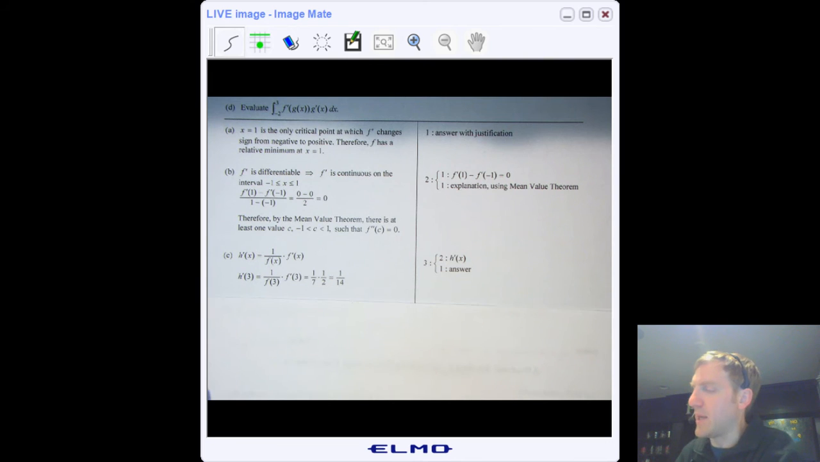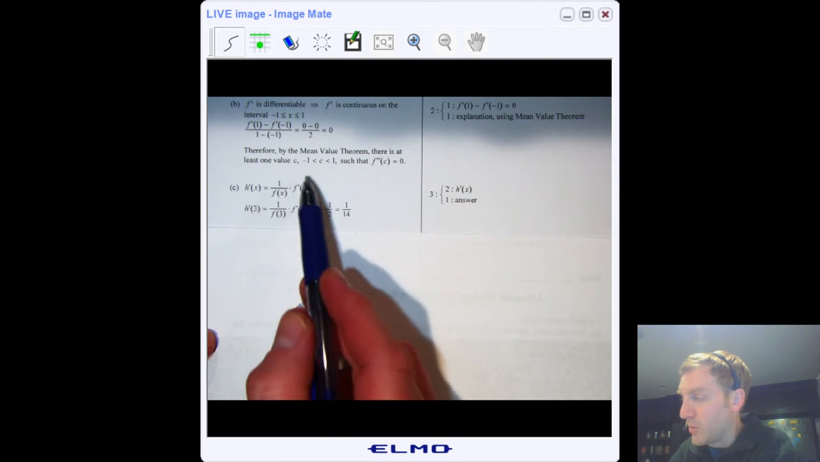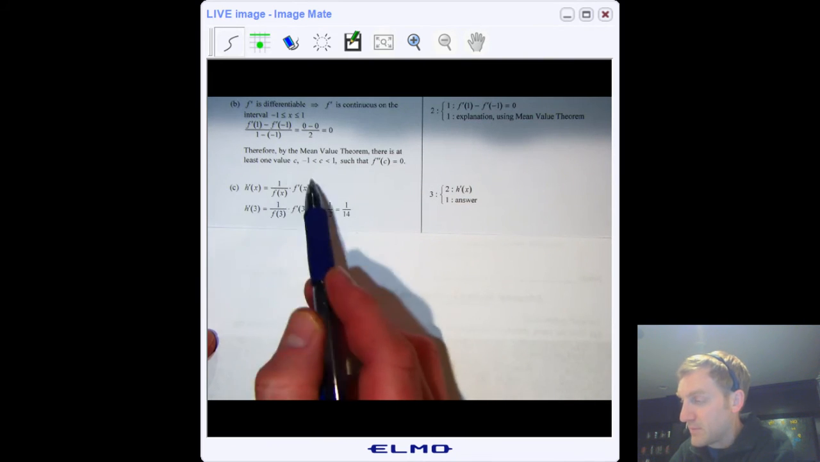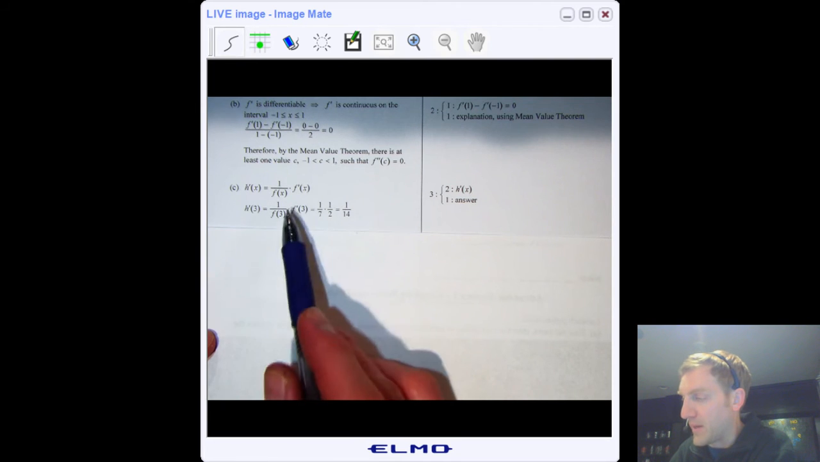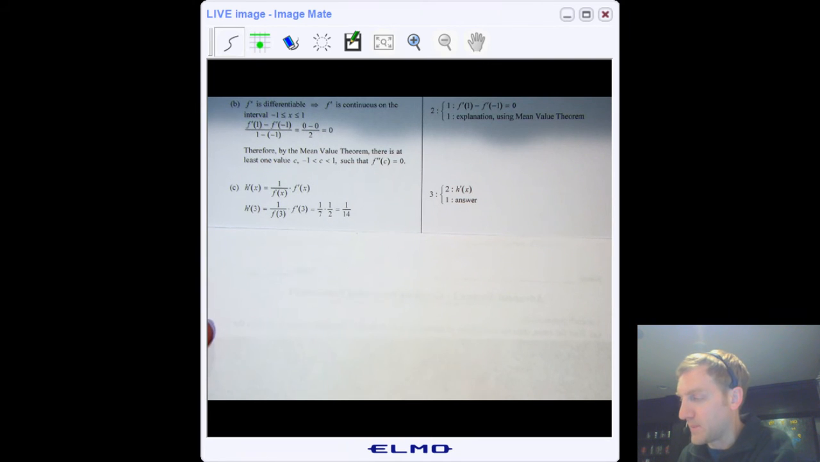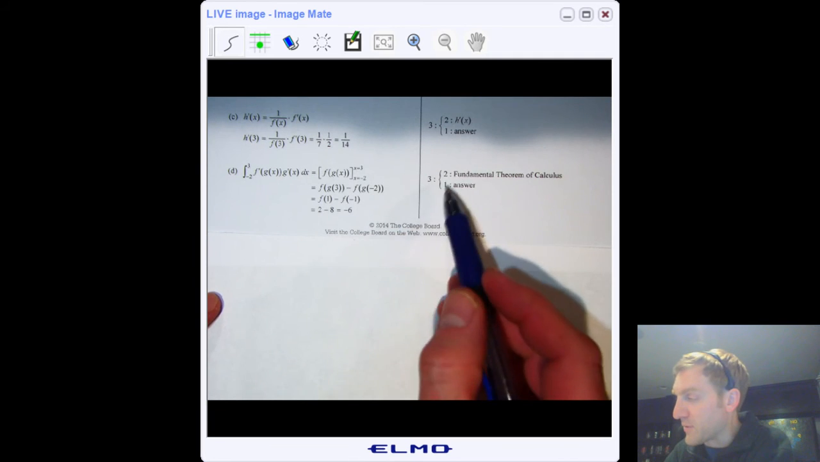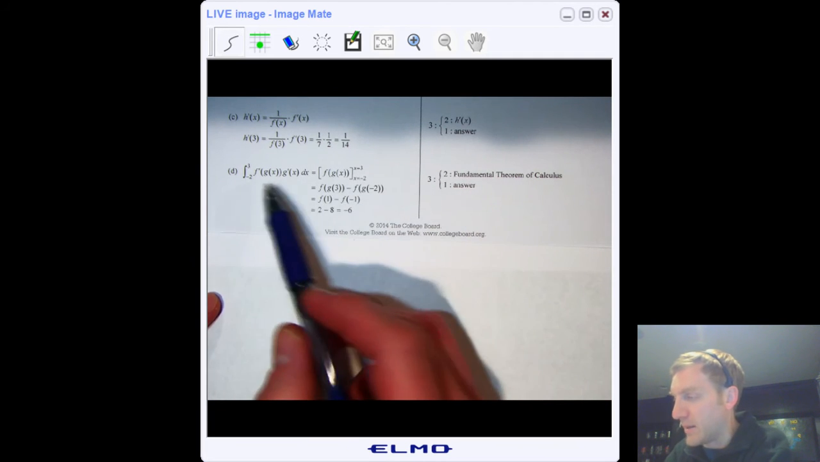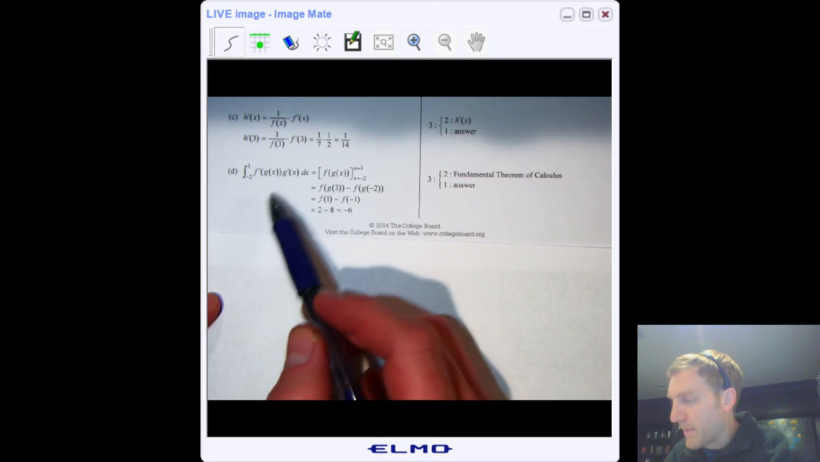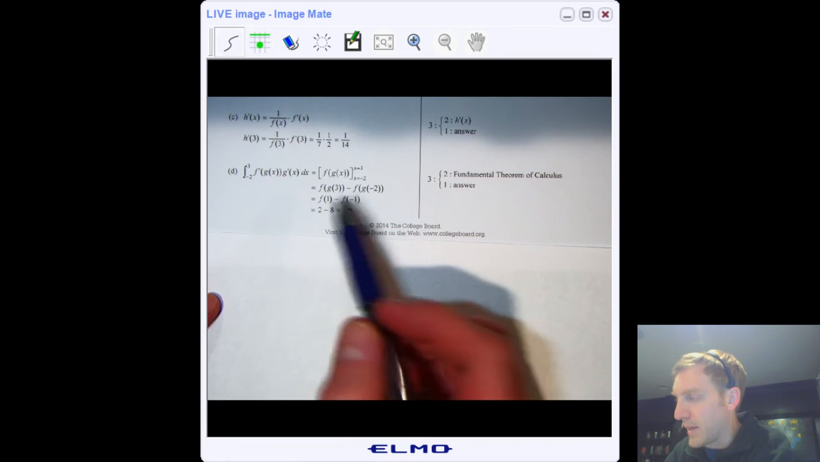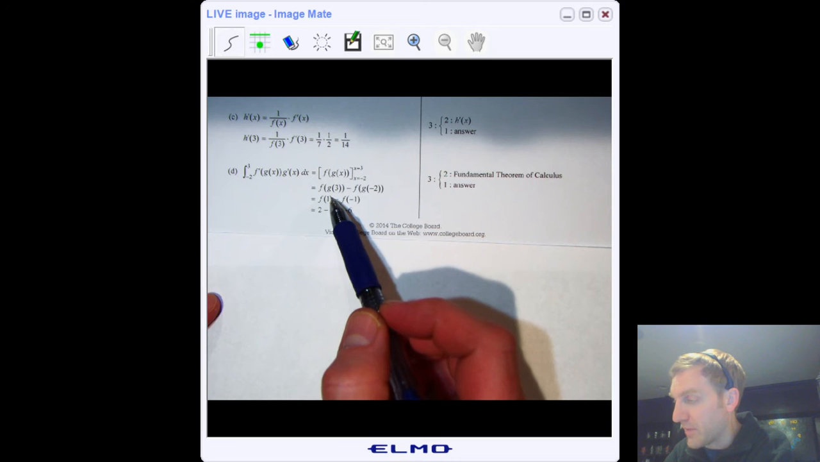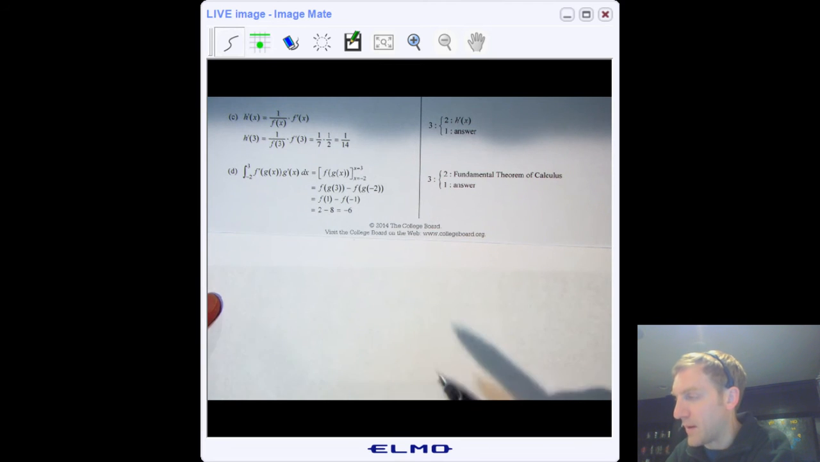And C, 3 points. 2 points for doing the derivative, and then 1 point for plugging in the numbers and getting an answer of 1/14. And then D, 3 points there. 2 points for the fundamental theorem of calculus. In other words, that's the u substitution, the u and the du, and doing the antiderivative. All right, and then 1 point for the final answer.